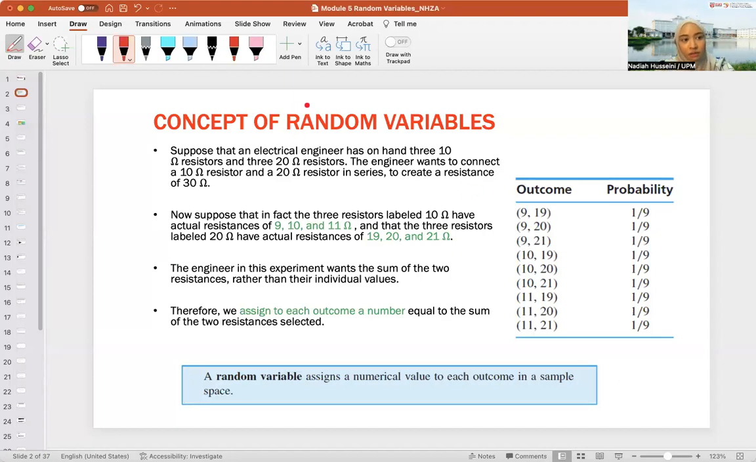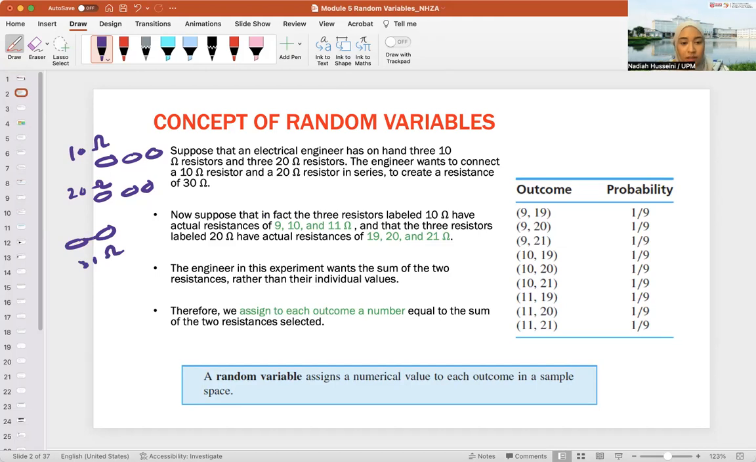Okay, so we're talking about random variables now. We have half an hour to go. Let's do this. Suppose an electrical engineer has on hand 3 10-ohm resistors. So he has 3. This is a very cute looking resistor. And 3 20-ohm resistors. This is 10 ohm, and we have another 20 ohm. I know resistors don't look like that. He wants to connect these resistors in series to create 30 ohm. So he takes one 10 ohm, connects it with the 20 ohm to make 30 ohm. Of course, this doesn't look like resistors.